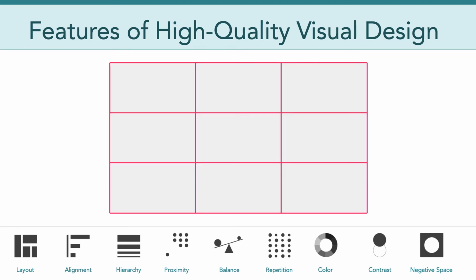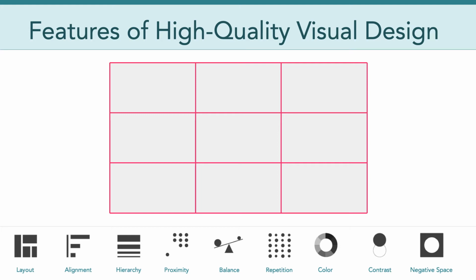Now, another important technique in visual design is to divide up a composition into thirds, both vertically and horizontally. And this is known as the rule of thirds. The idea behind the rule of thirds is that you want the most important aspects of a design to be placed at the intersections of the grid.